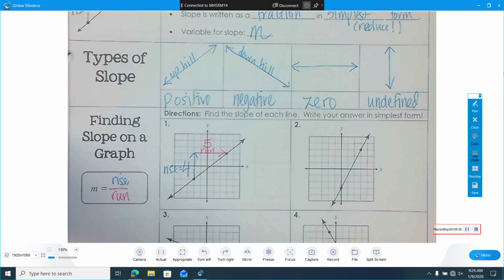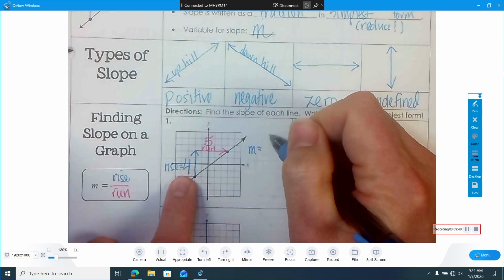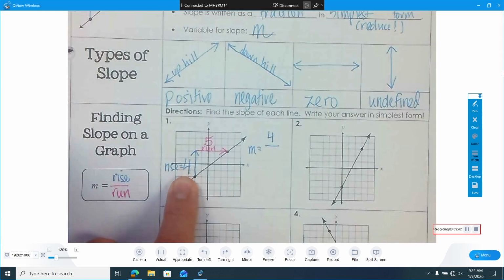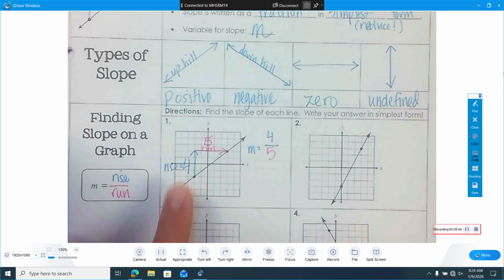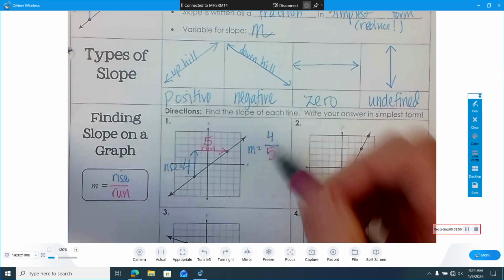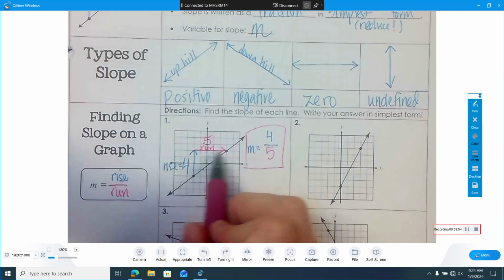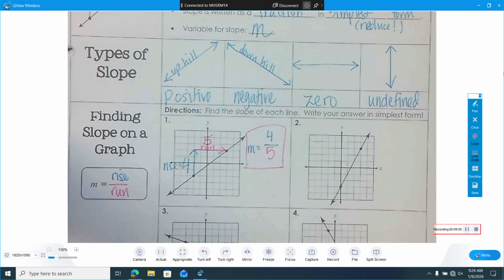And so my slope is equal to the rise of 4 over the run of 5. Can I reduce that fraction? Nope, that's it. That's done, ladies and gentlemen. The rise is 4, the run is 5. That's our slope, rise over run, okay? Let's look at number 2.